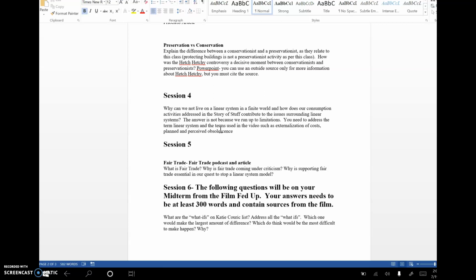Also, perceived obsolescence, planned obsolescence, and externalization of costs. I want you to talk about those in the answer. Remember, perceived obsolescence, what is it as per the Story of Stuff? What is planned obsolescence? How does it contribute to that idea that we use resources and just throw them away? And externalization of costs is the fact that we pawn off the charge to third-party individuals and we never pay the true price for objects. So it allows us to continue to buy things because prices are cheap on items that we probably should be paying a lot more money for. So take a look at that.